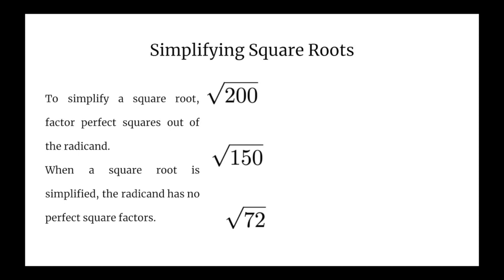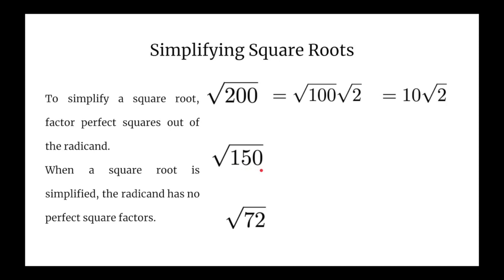So what's a square factor? Well, 100 is an example of a square factor. 100 is 10 squared, and we know that 200 is 100 multiplied by 2. So the square root of 200 is equal to the square root of 100 multiplied by the square root of 2. So that's equal to 10 root 2. And now we have simplified the radical.